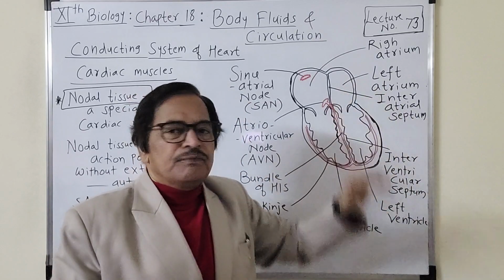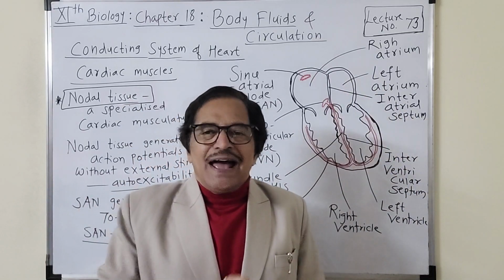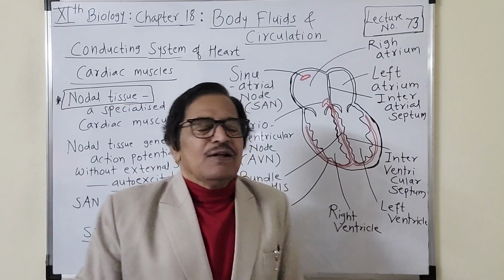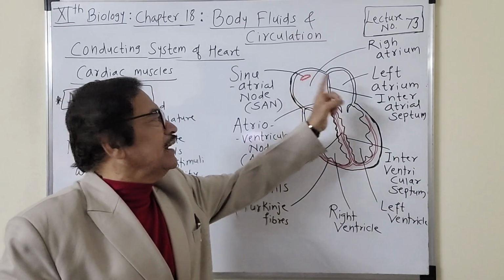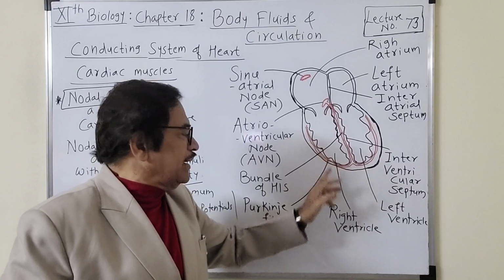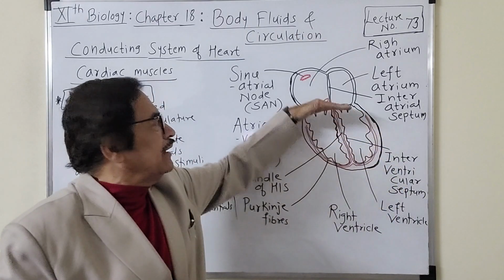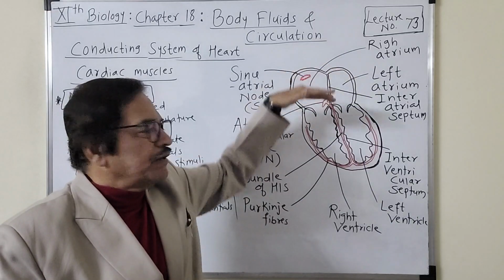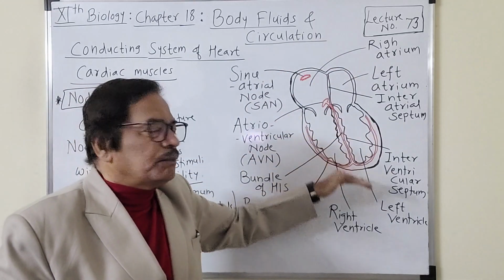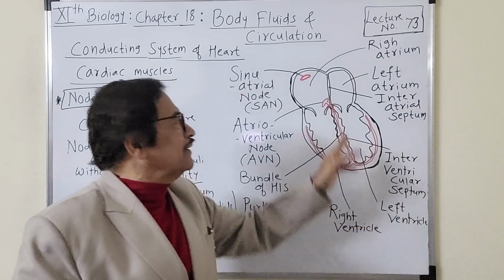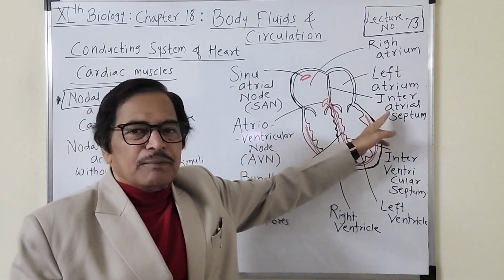Pulmonary veins also are not shown. Okay, so as you know, the heart of the human being has four chambers: right atrium, left atrium, right ventricle, left ventricle. Atria are smaller anterior chambers, ventricles are larger posterior chambers. In between the two atria there is the interatrial septum.